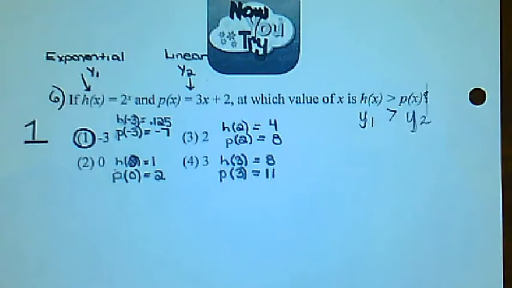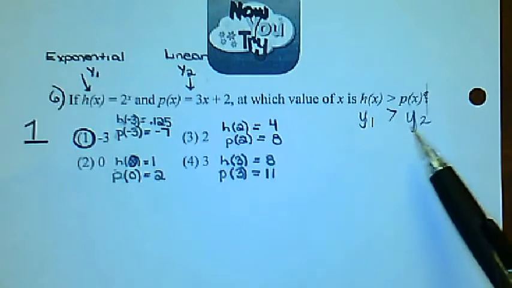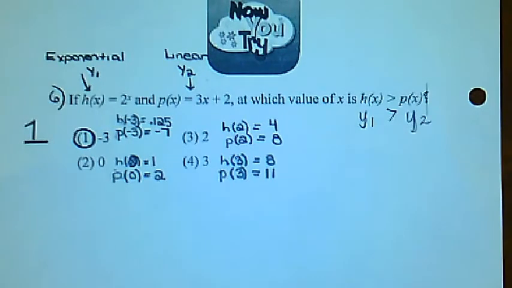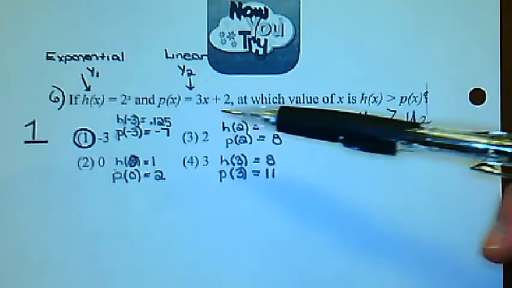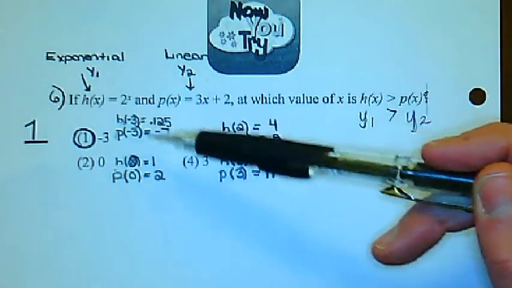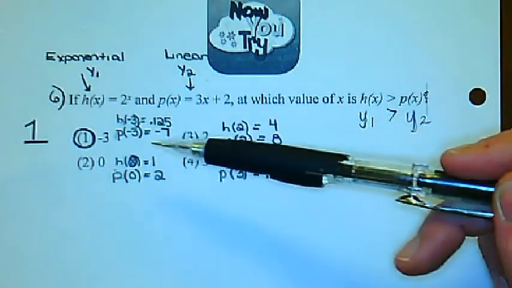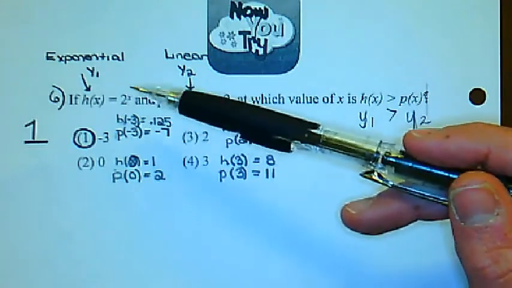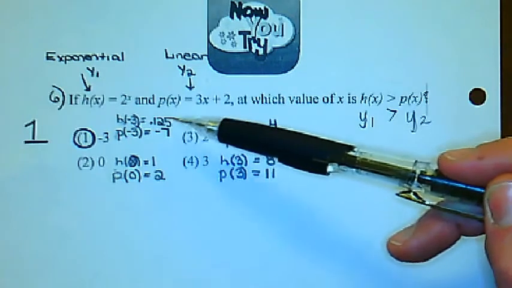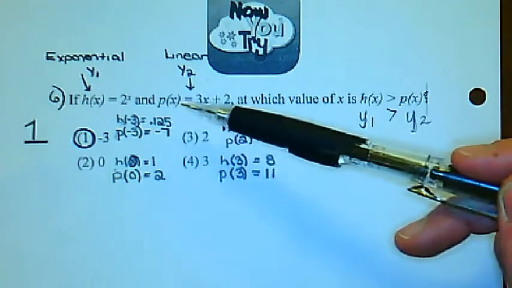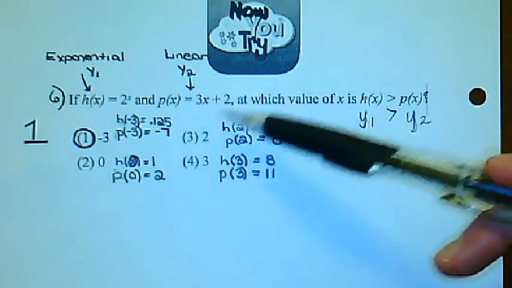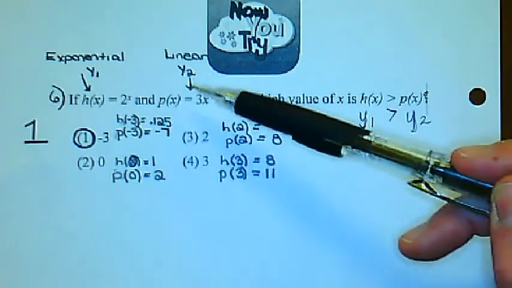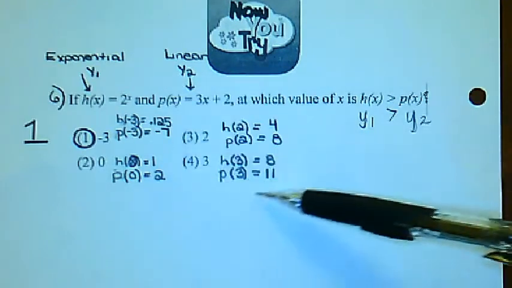So for this one, we want to know, when is the function h of x greater than p of x? So I rewrote y1 and y2 because that's how I'm going to put it into my calculator. So what I've shown you here is, if you wanted to do this all algebraically, you could. So you can just type in -3, this would be 2 raised to the -3 power, and you'd get 0.125, and then 3 times -3 plus 2. So basically we're just substituting into each of these and getting the answers. So that's what all of this stuff is.